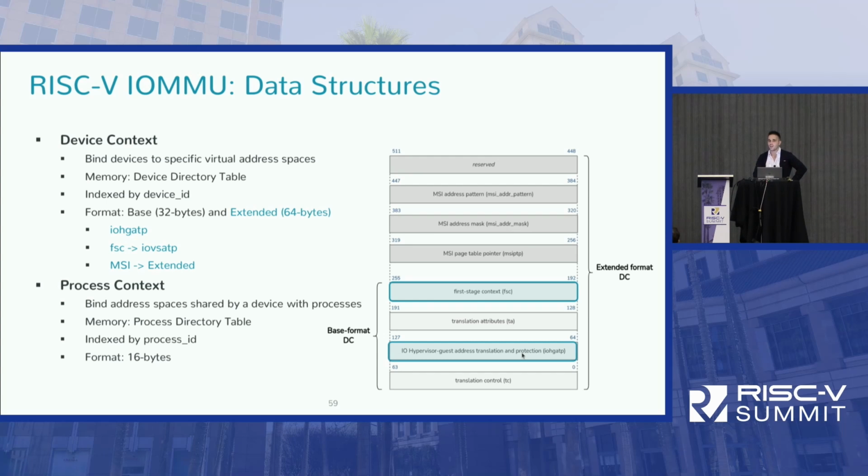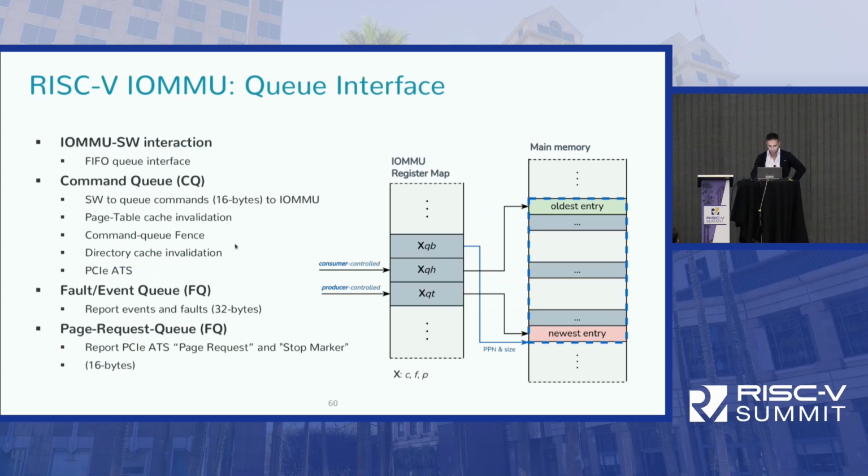the HGATP of the core. It is the G-stage translation of the core, so they provide a replica for the I/O. Quite important, related to the MSIs, as we will see in a moment, you have this extended format where you can specify the different policies for the MSI in terms of IOMMU enforcement.